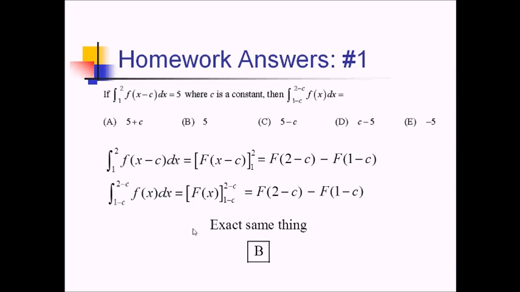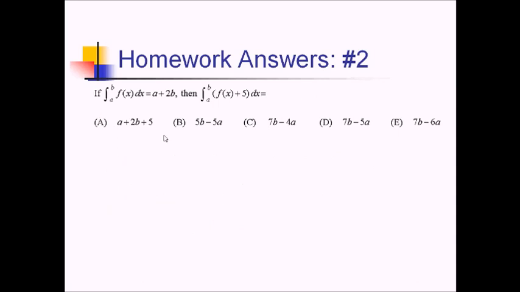So choice B. For this problem, I'm given that the integral from a to b of f of x is a plus 2b, and I want to use that information to figure out the integral from a to b of f of x plus 5. Now, unfortunately, there's no quick way to do this problem. If you look at answer choice A, they're just like adding 5 there. No, it's not that easy.